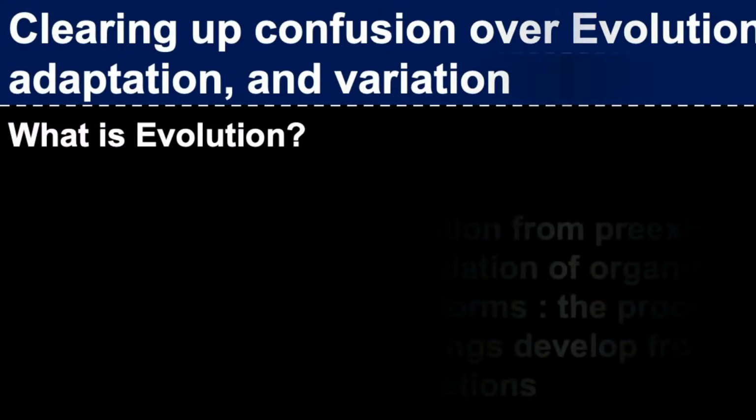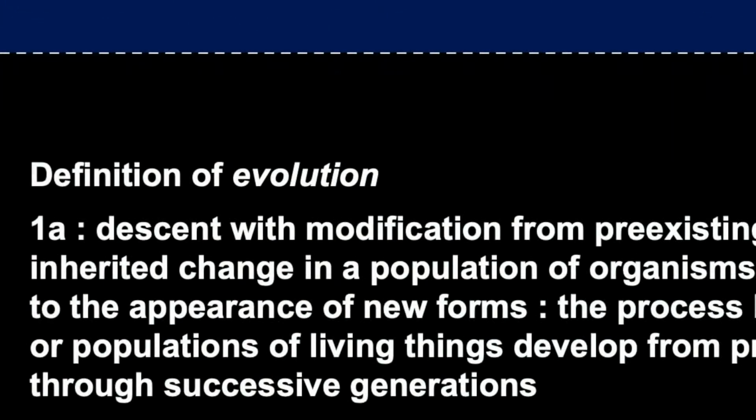Okay, so the dictionary definition of evolution is as follows. Descent with modification from pre-existing species, cumulative inherited change in a population of organisms through time, leading to the appearance of new forms. The process by which new species or populations of living things develop from pre-existing forms through successive generations. So you'll notice it talks a lot about pre-existing species and new species.